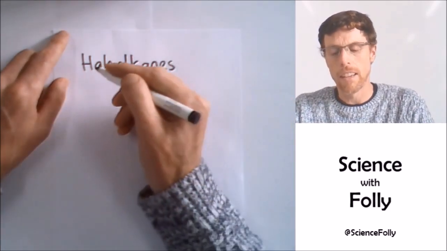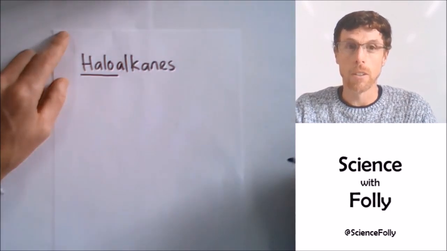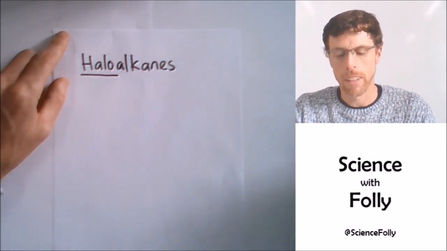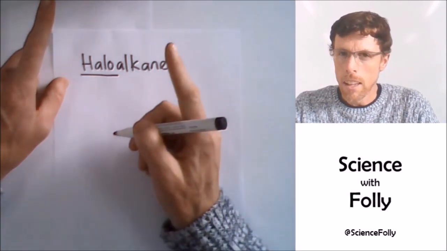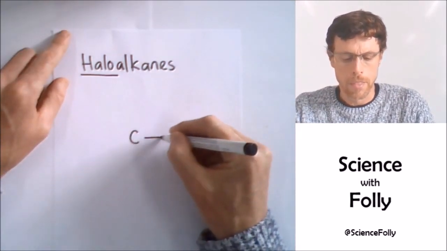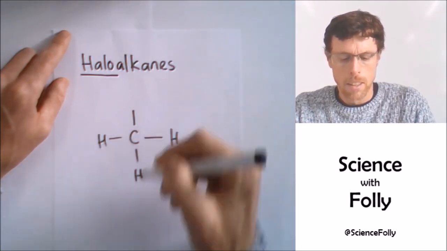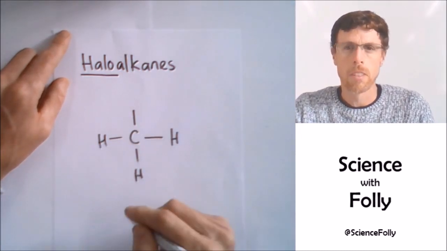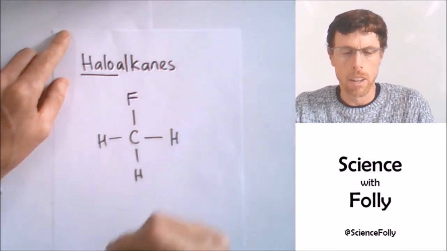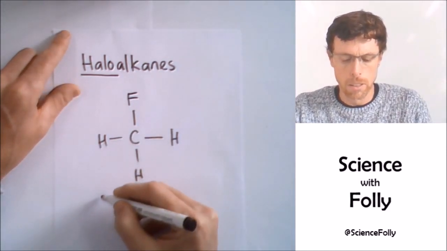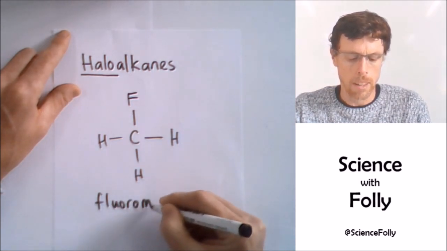Some alkanes have a halogen group attached to them, and we're going to call these haloalkanes. Pretty easy. Halo for halogen, alkane because it's still an alkane. Let's look at the simplest one. We've got 1 carbon, it's a methane, and we're going to stick a fluorine on top of it. So we're going to call this fluoromethane.